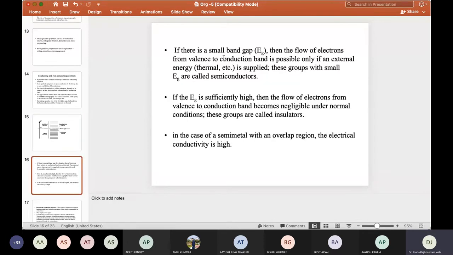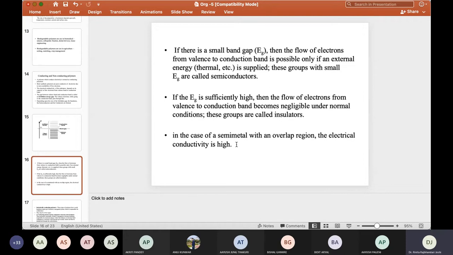If there is a small band gap, then the flow of electrons from the valence to the conduction band is possible only if external energy, such as thermal energy, is supplied, and materials with a small band gap are called semiconductors. And if the energy gap is sufficiently high, then the flow of electrons from the valence to the conduction band becomes negligible under normal conditions. So these are known as insulators. Most synthetic polymers are insulators.